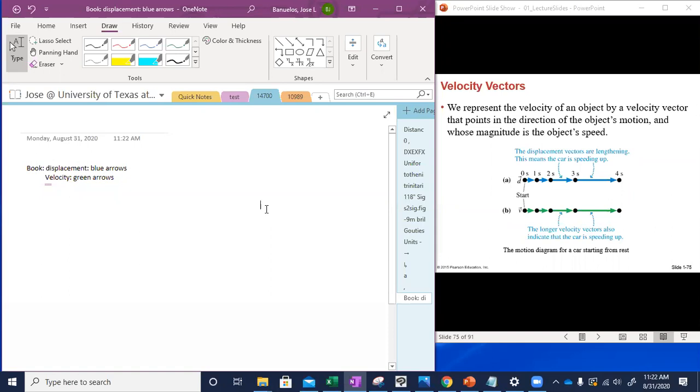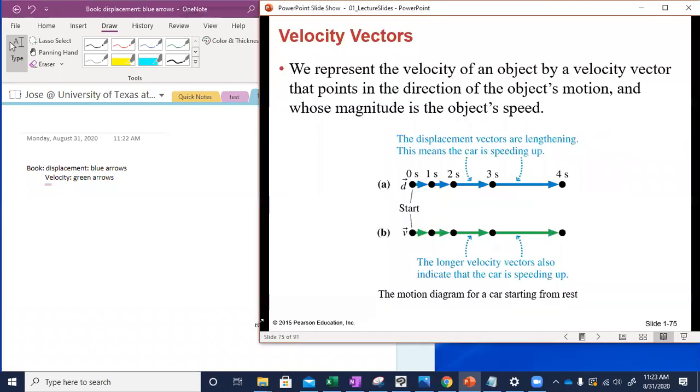But you can see in this example that on part A, we have the displacement vectors. And so you can see that at each time increment, the displacement vector keeps getting longer and longer. That's because we're covering more space in the same time interval, which also means that if you plot the velocity, those arrows will be getting bigger because it means we're going faster. So that kind of makes sense.